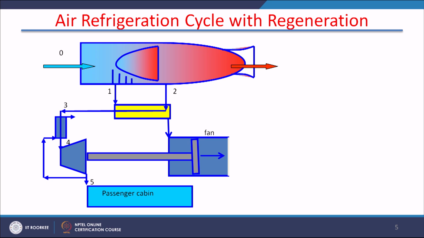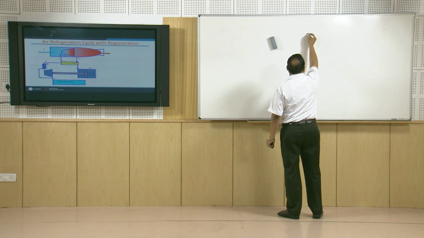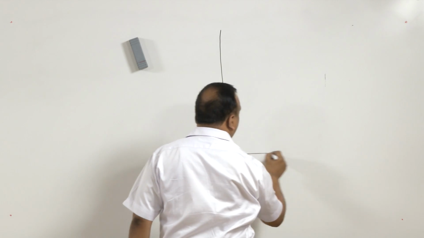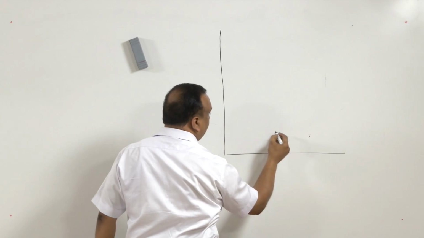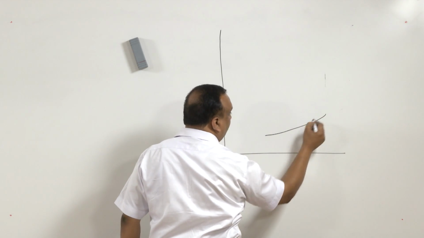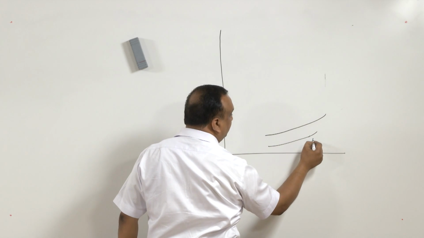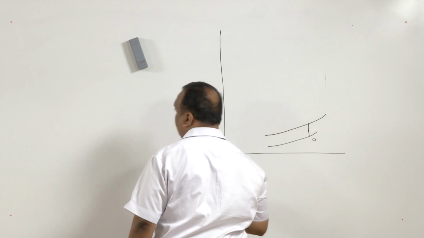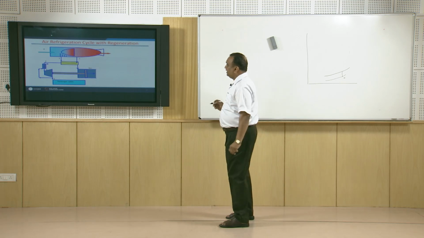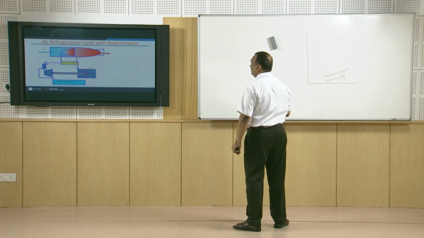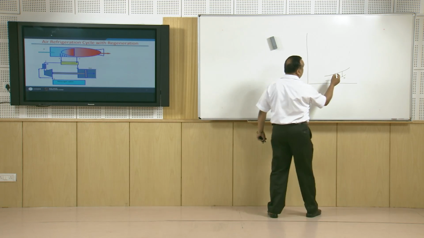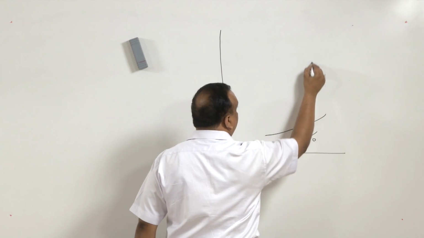Now, we will discuss air refrigeration cycle with regeneration. In this cycle, initially the processes are the same. Due to ramming action, the pressure and the temperature of the air is increased starting from state 0 to state 1. After state 1, state 2 is attained in a compressor.